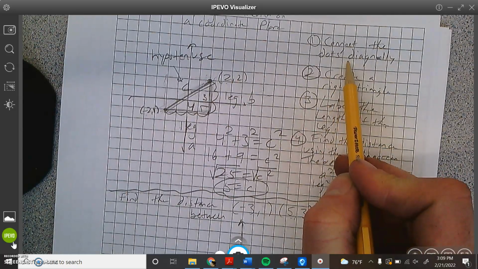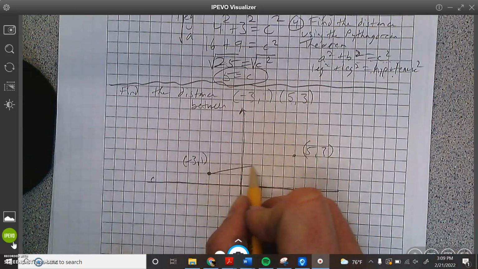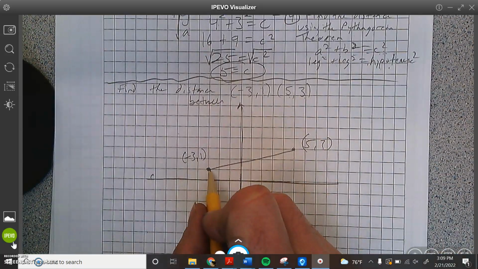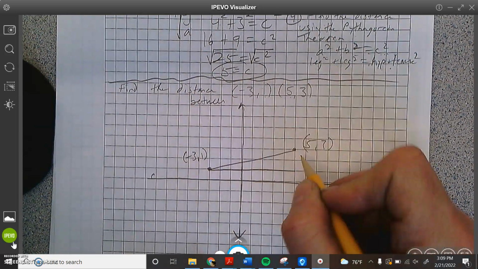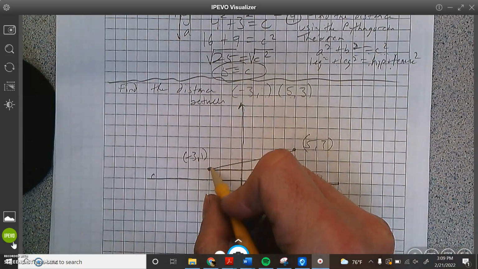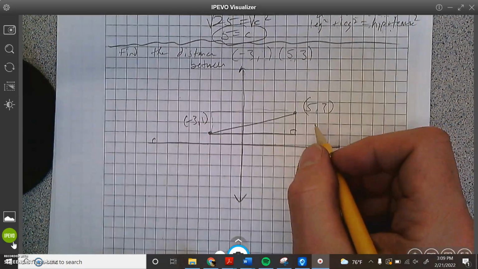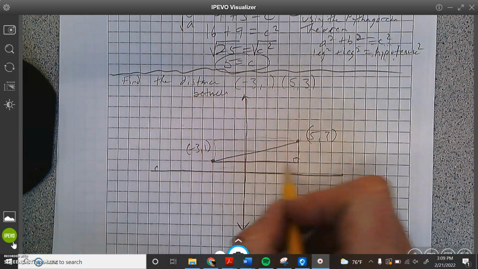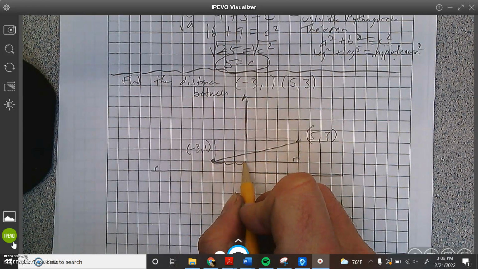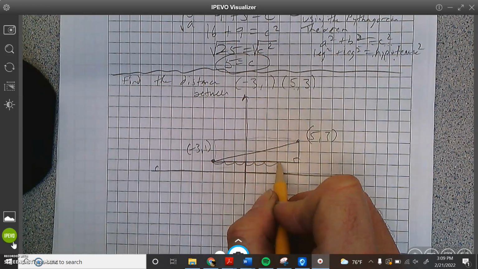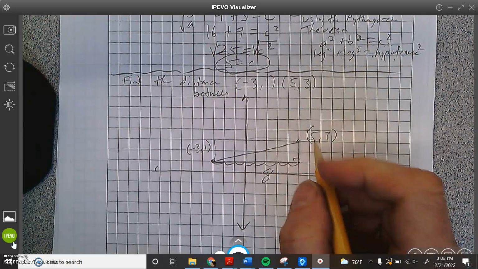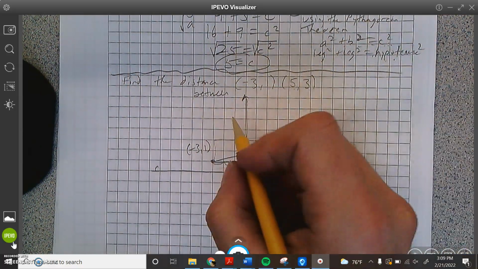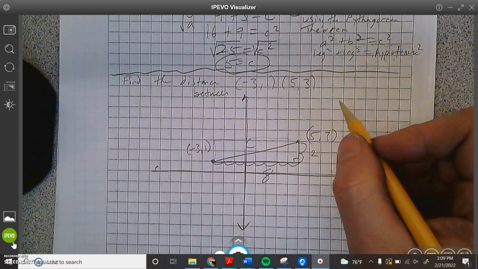Step 1: Connect the dots diagonally. Step 2: Create a right triangle. I could have done this too; that would also work. Step 3: Label the lengths of the legs. So these are the legs here. That's 1, 2, 3, 4, always inchworm, 5, 6, 7, 8. 8 spaces. This is 1, 2. And this is the hypotenuse, so that's C.